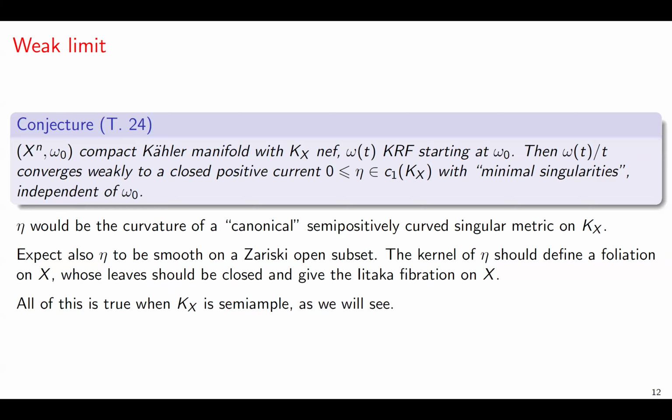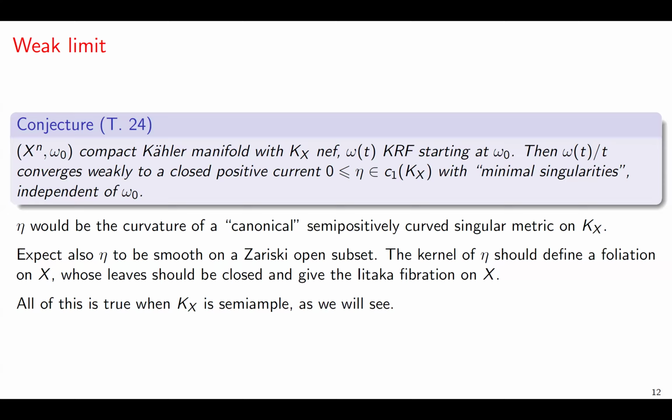And the limit, I conjecture that you don't need subsequences, so you can always take a weak limit to a closed positive current, let's call it eta, which is in the first Chern class of the canonical bundle, which has minimal singularities. This is a technical term of Demailly. And also, this limit should be independent of the initial metric omega_0. So wherever you start, you always get the same limit.